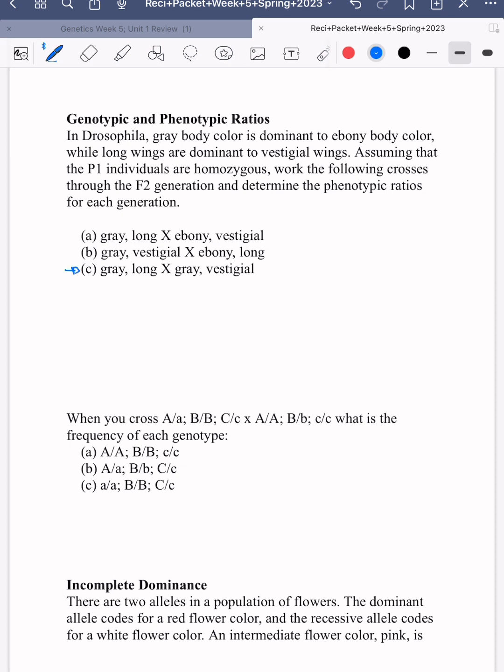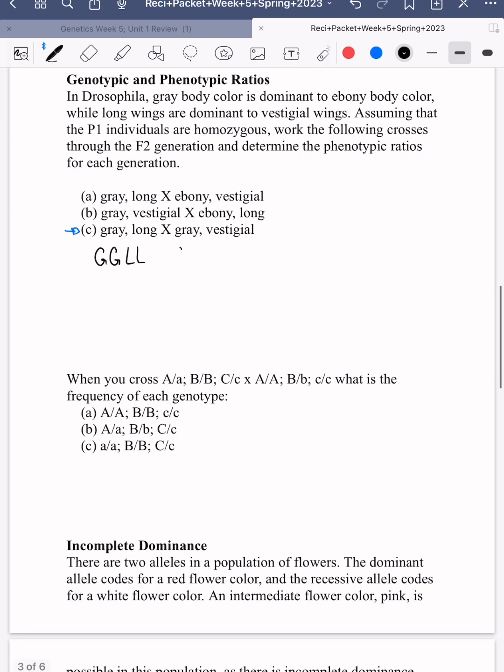So assuming that the P1 individuals are homozygous. All right, so gray is dominant to ebony. So we're going to assume, since it's gray, it's going to be homozygous dominant. It has long wings, meaning that it's also going to be homozygous dominant for those wings. So big L, big L. It's crossed with another gray individual, homozygous dominant. This one has vestigial wings, homozygous recessive. So we're going to cross these.